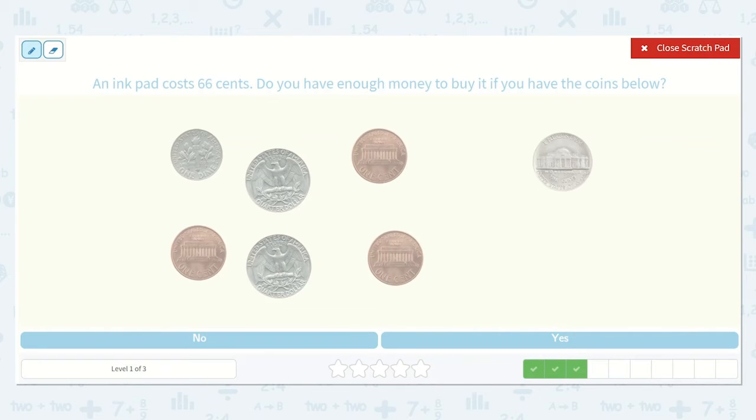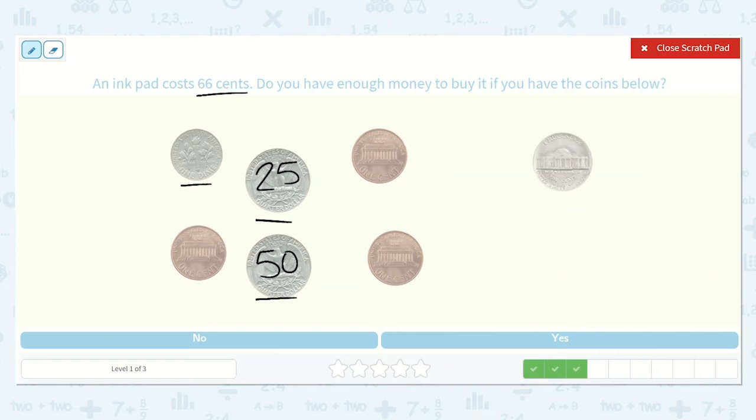An ink pad costs 66 cents. Do you have enough money to buy it if you have the coins below? Which coin should we start with? Yeah, quarters. So let's count. I'll write the numbers inside the coins this time. 25, 50. Then next we go to our dimes. I see we have 1 dime.